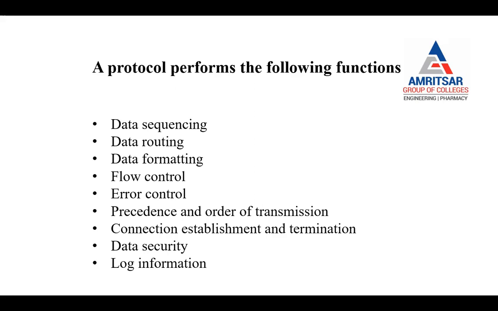Next, that is precedence and order of transmission. These rules ensure all the nodes get a chance to use the communication lines and other resources of the network, based on the priorities assigned to them. Next, that is connection establishment and transmission. These rules define how connections are established, then maintained and terminated when two nodes of a network want to communicate with each other.